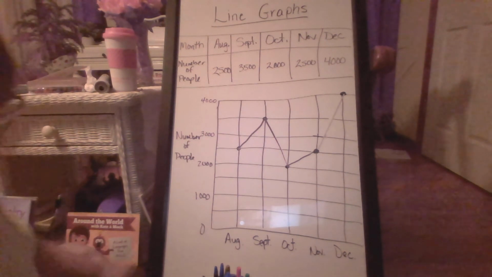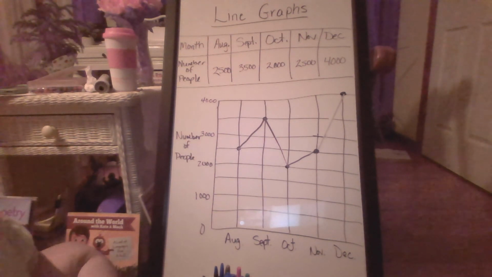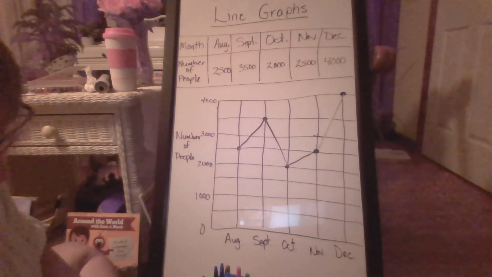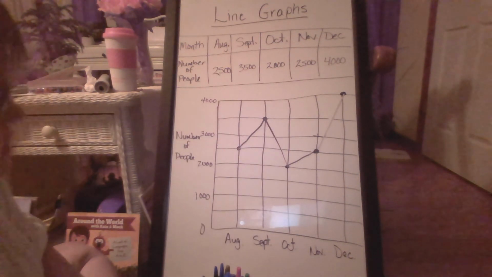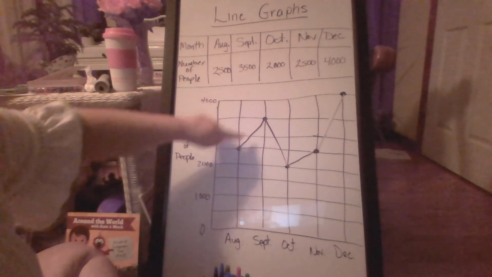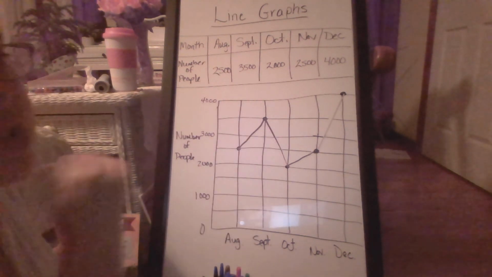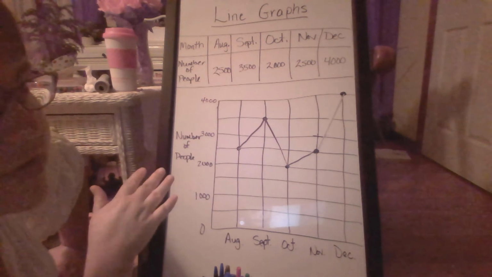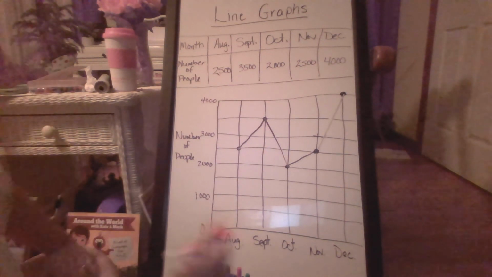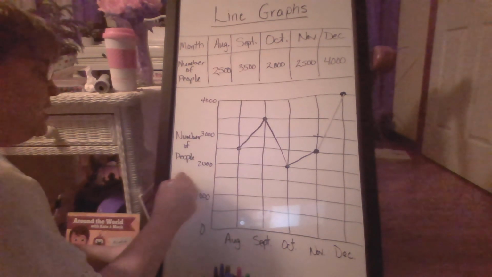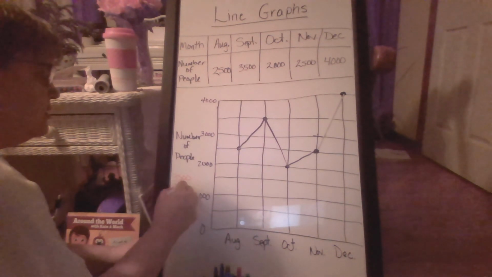All right, so there was an increase in attendance from August to September. You can see there was an increase there. So what was the increase? From August to September, it went from 2,500 to 3,500. So you subtract 3,500 minus 2,500, and you'd get 1,000. So you might need to do that on paper.